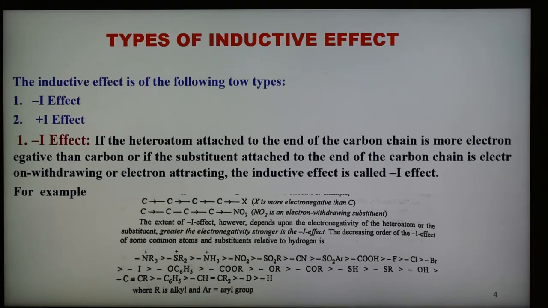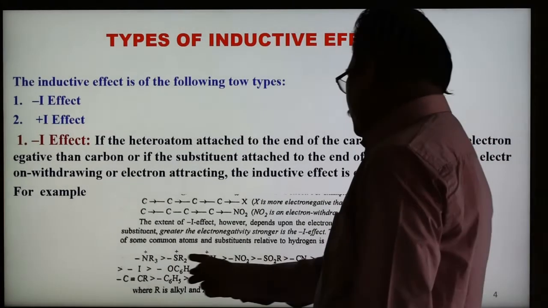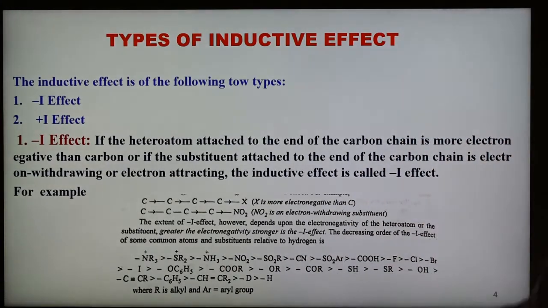The decreasing order of the minus I effect of some common groups is given here. Some examples are shown, related to the hydrogen atom. So this is the order shown, with different groups here. See the order of these groups. In this case R is the alkyl group and Ar is the aryl group. So this is the order in decreasing order.